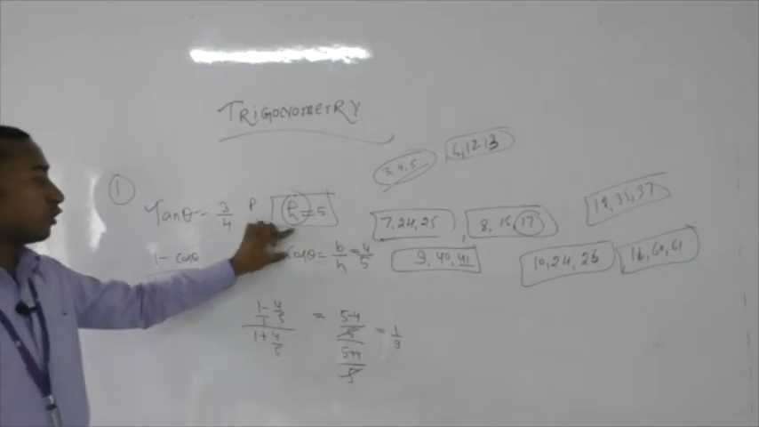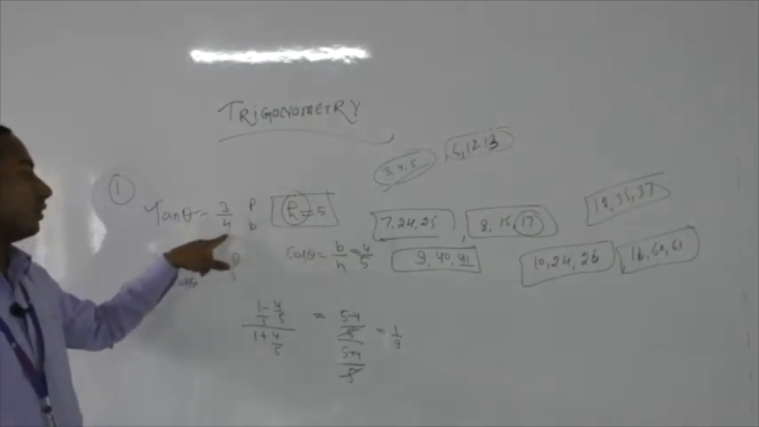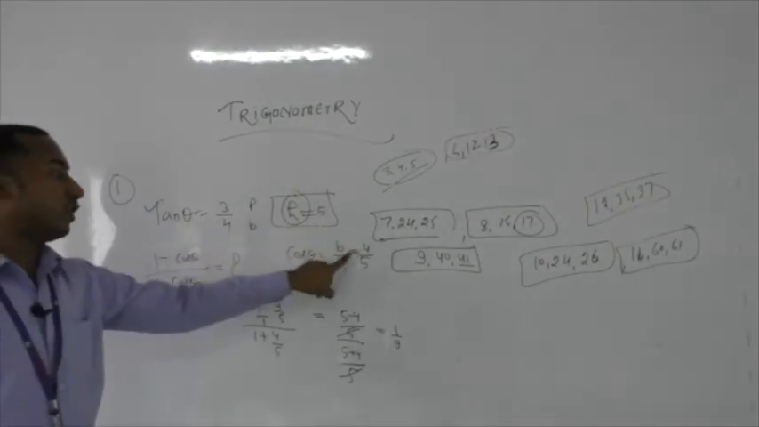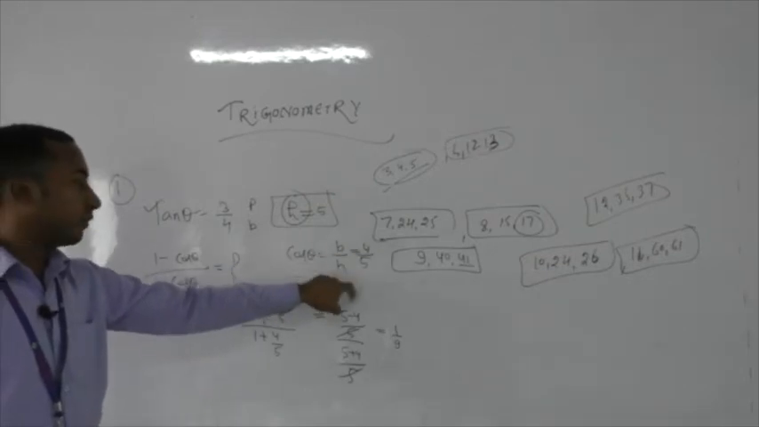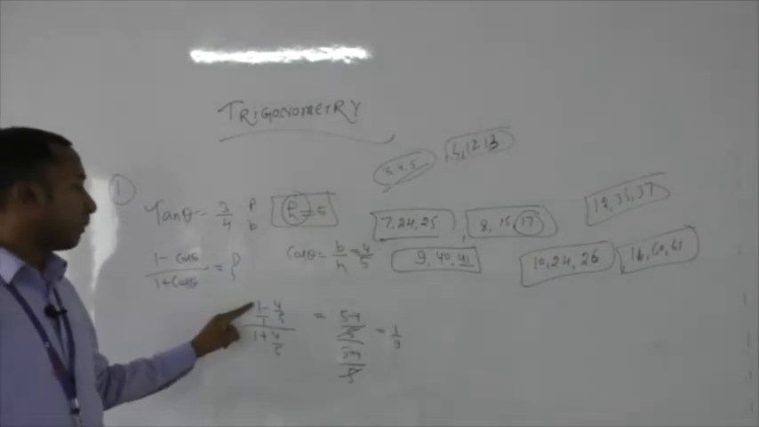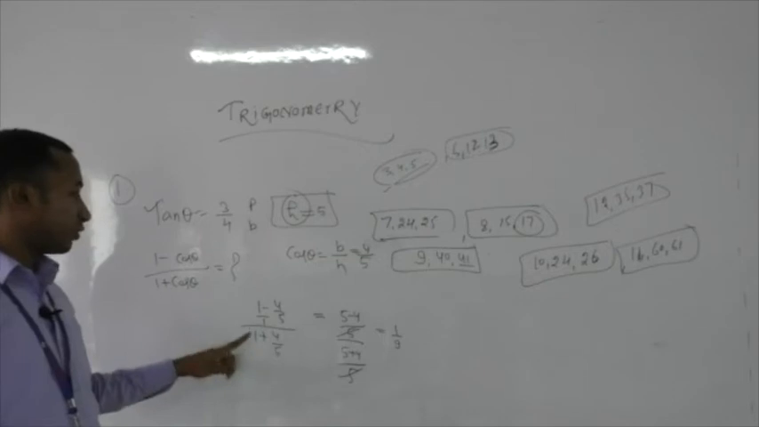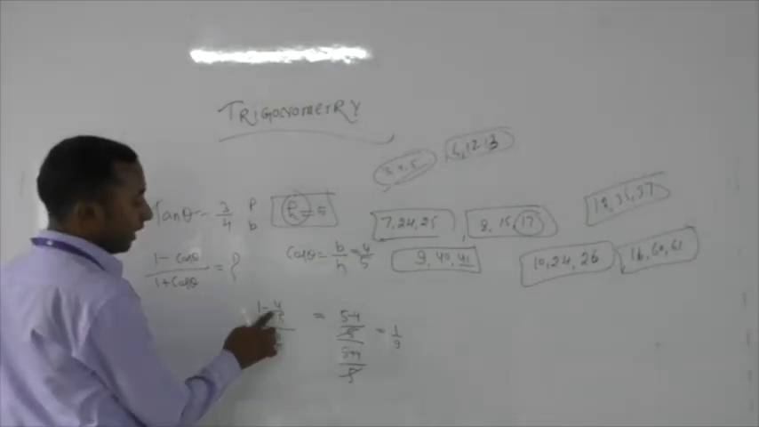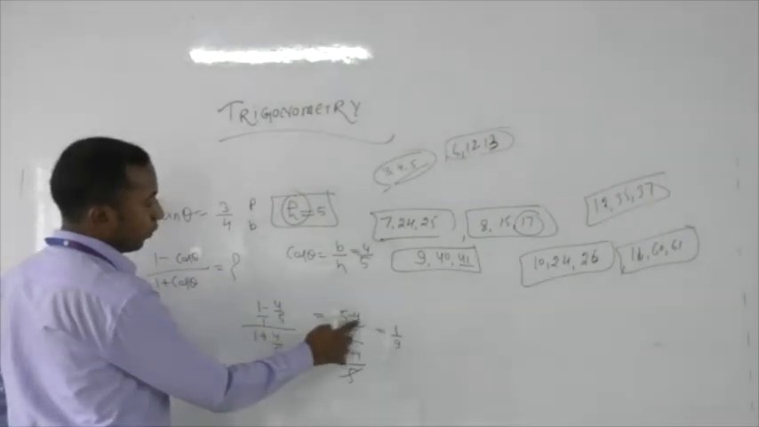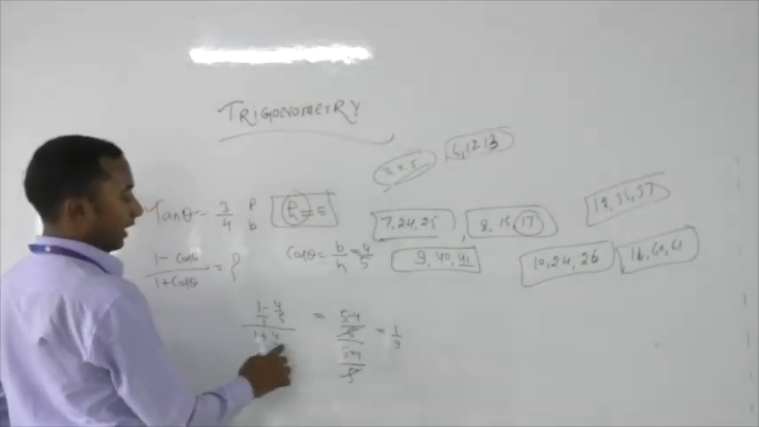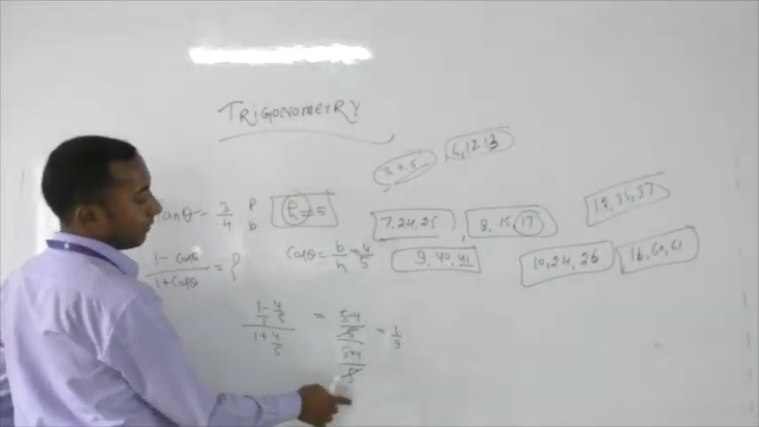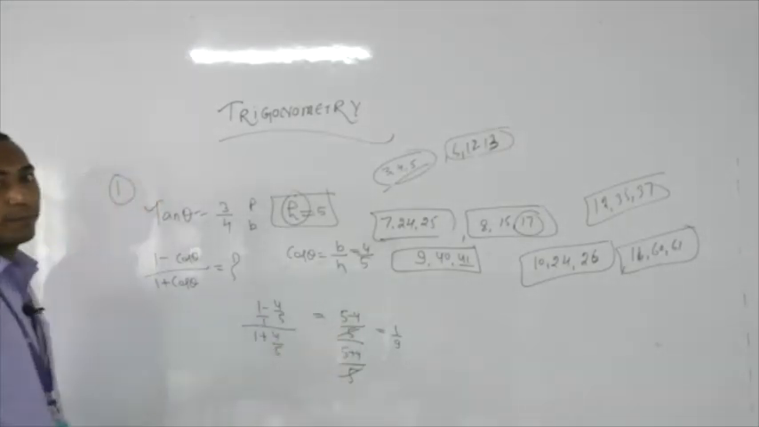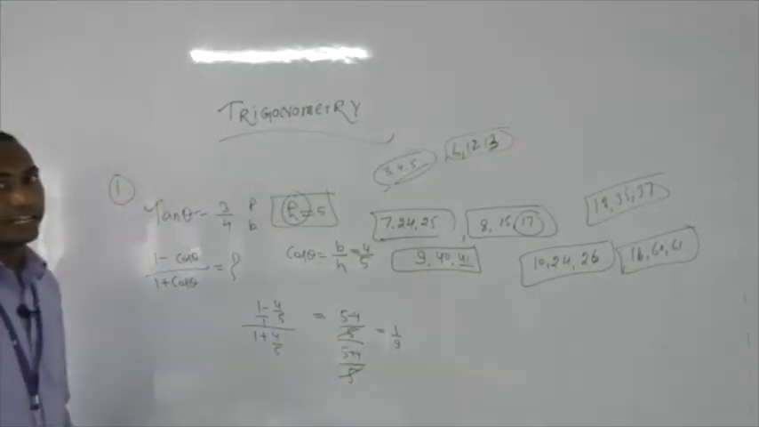Now cos theta is equal to base by hypotenuse. The base is 4 and hypotenuse is 5. So cos theta is 4 by 5. So 1 minus 4 by 5, and this is 1 plus cos theta, so 1 plus 4 by 5. If you take the LCM, 5 minus 4 divided by 5, again 5 plus 4 is 9 by 5. 5 cancel. So 5 minus 4 is 1. So 1 by 9 is the answer.